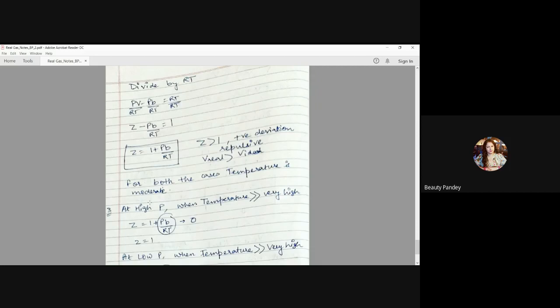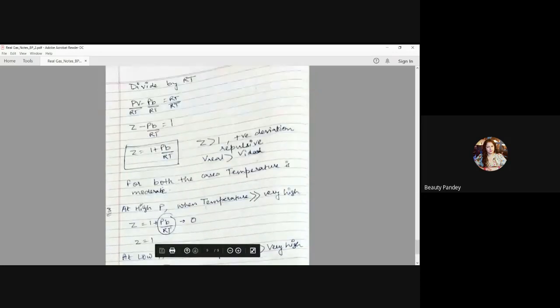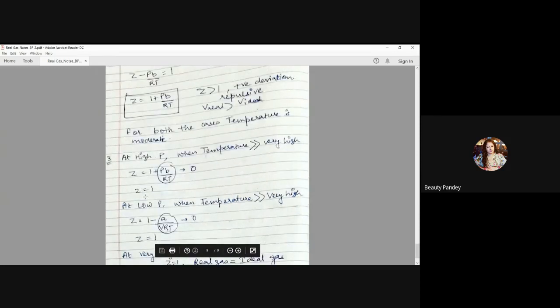Now the third condition is when the temperature is very high and the pressure is also very high. Remember, this was for high pressure. So when the temperature is very high, this term will become zero, something by infinity, suppose. So Z is equal to 1.